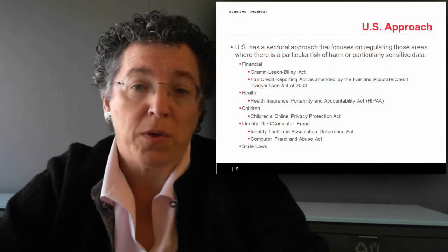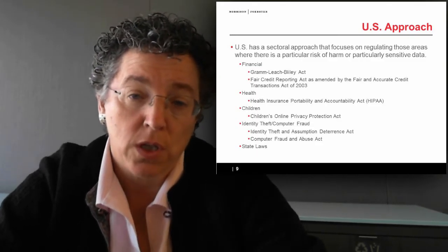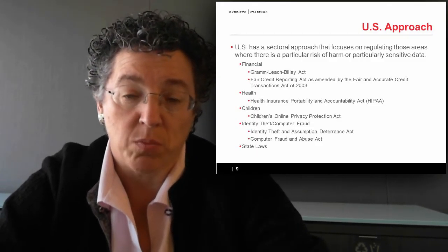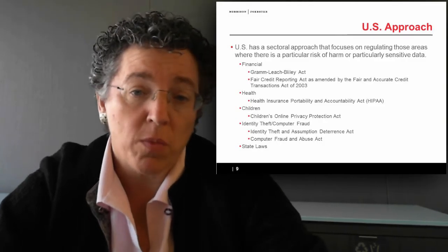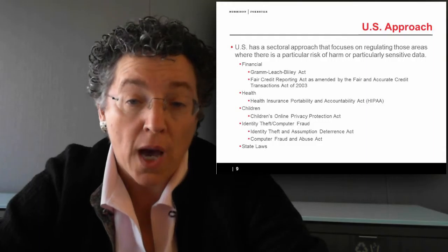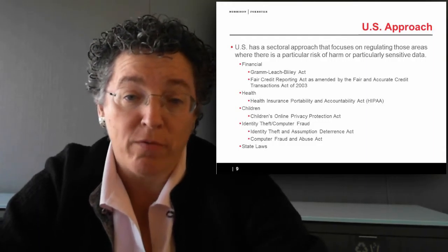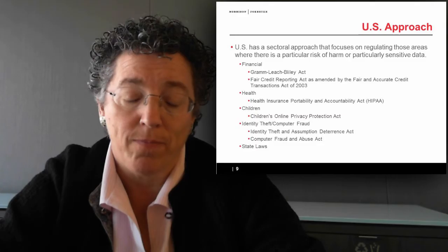First, let's talk about the US. The US has a sectoral approach to data protection and privacy, focusing on those areas that the US government has determined to be the most risky. We do not have an omnibus law, but we do have many laws that deal with privacy and data security.